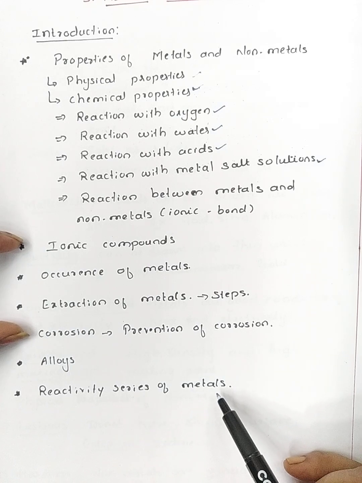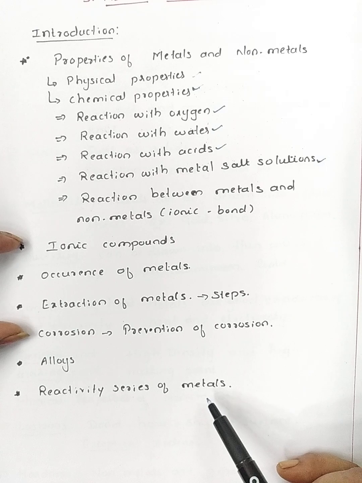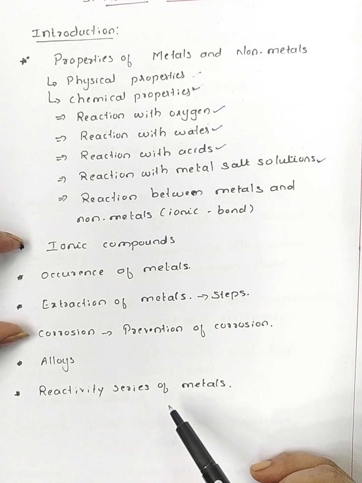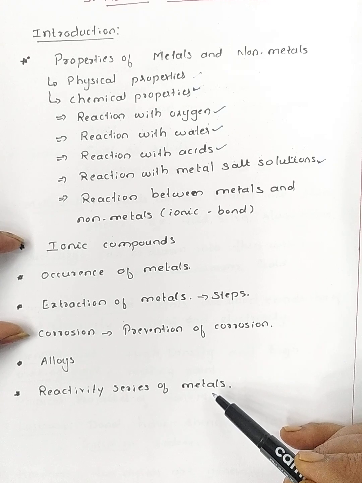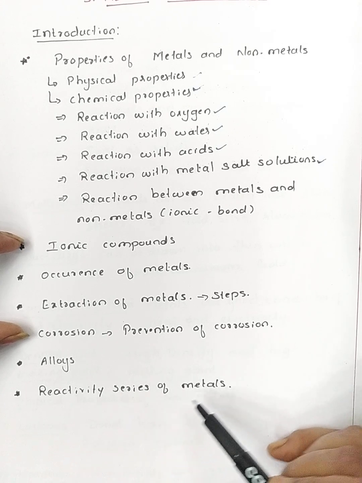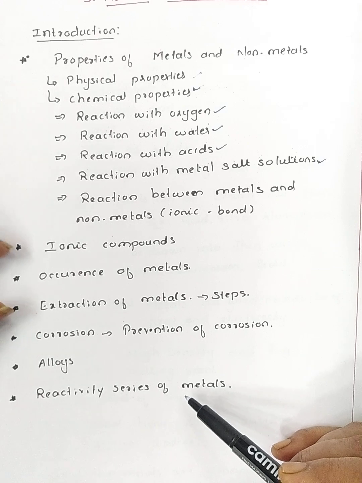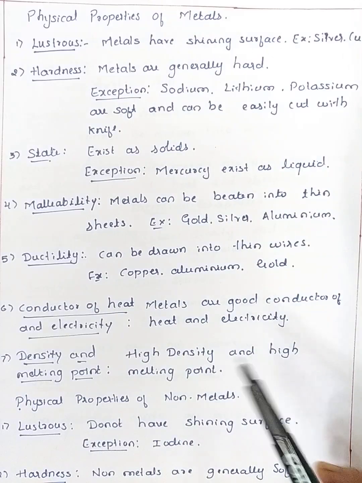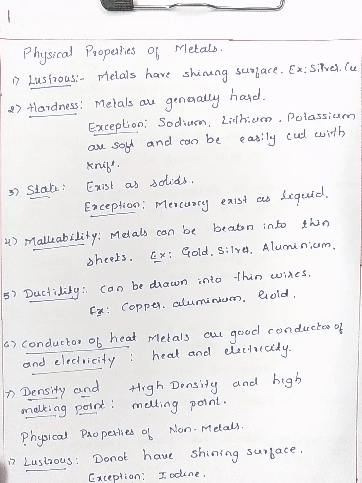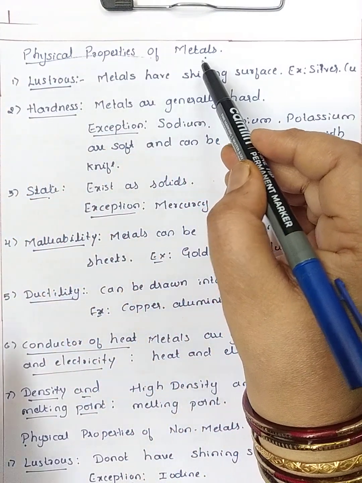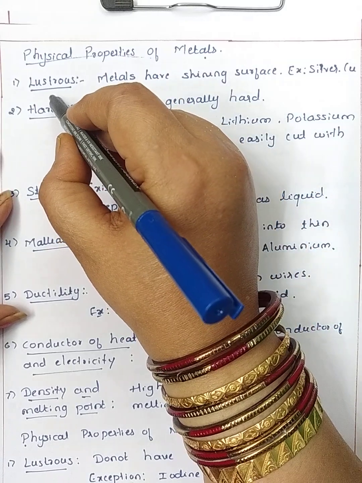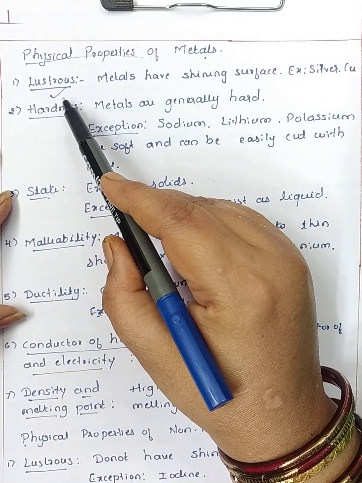And next is the reactivity series of metals. Reactivity series means all the metals do not react similarly. According to the speed of reaction, the reactivity series is there, and we will study it one by one. First we will study the physical properties of metals. The first physical property is lustrous.